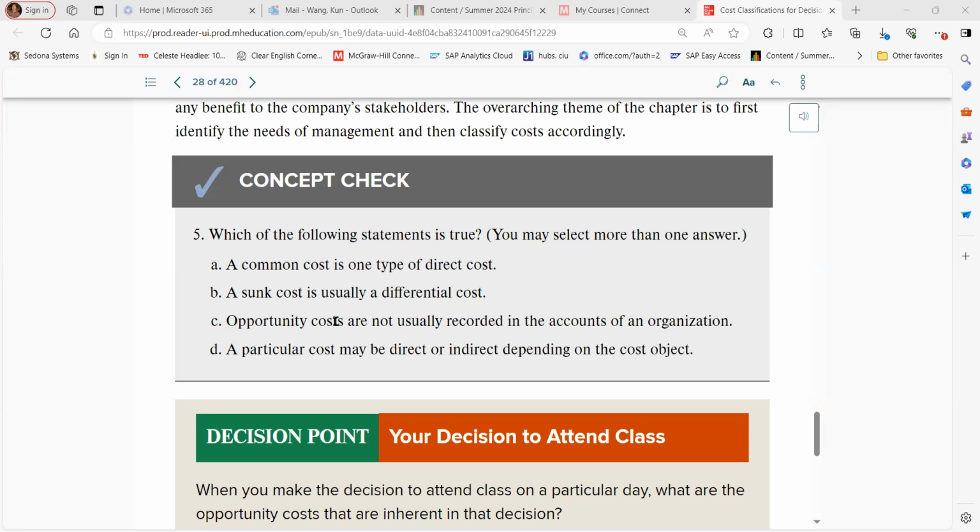Then C, opportunity costs are not usually recorded in the accounts of an organization. That's right. Opportunity cost is not something you really paid and recorded. It's only the benefits we give up by choosing one option over the other. So it's a conceptual cost when you compare two different situations. So C is right. And D, a particular cost may be direct or indirect depending on the cost object, is absolutely true, as we went over in the other practice, right? When you decide whether it is direct or indirect, you must identify the cost object. A direct cost for one cost object can be an indirect cost for another cost object, so it is case by case.